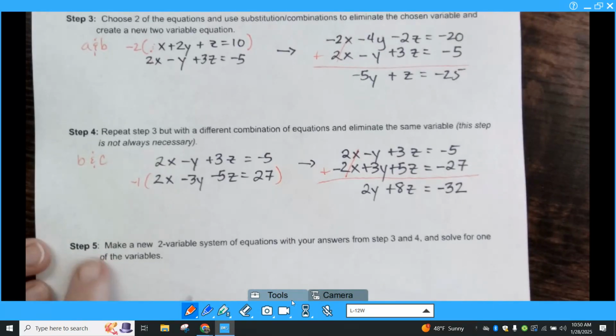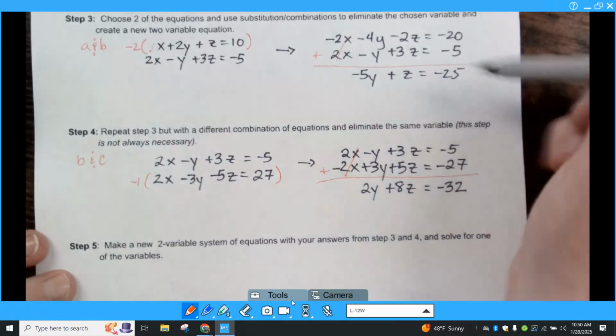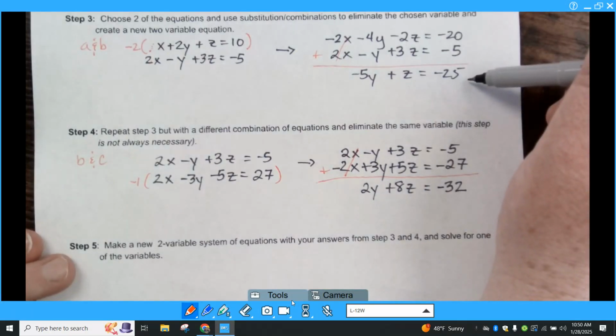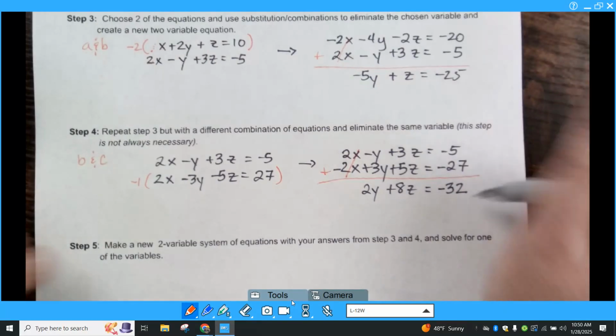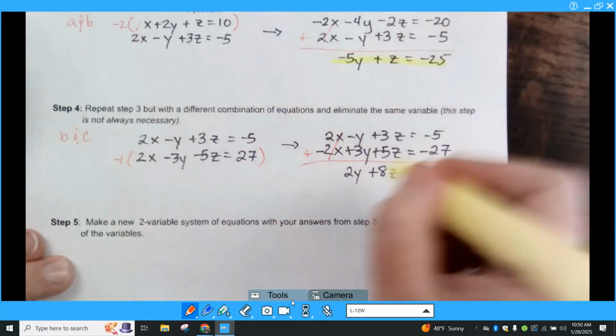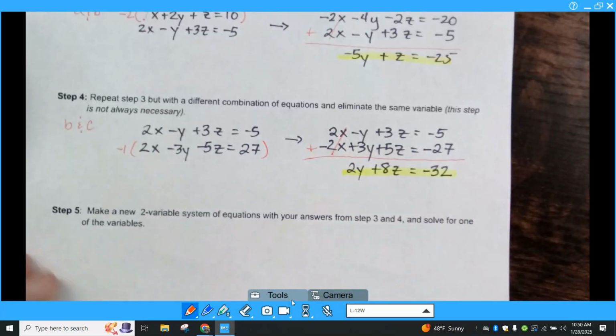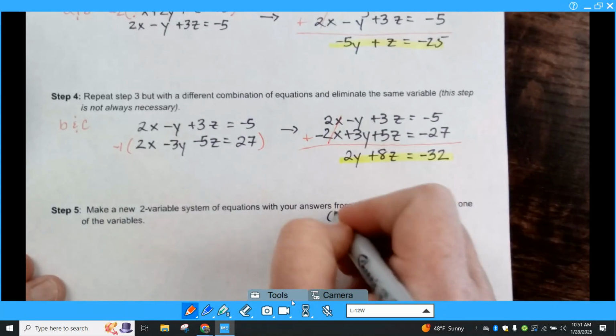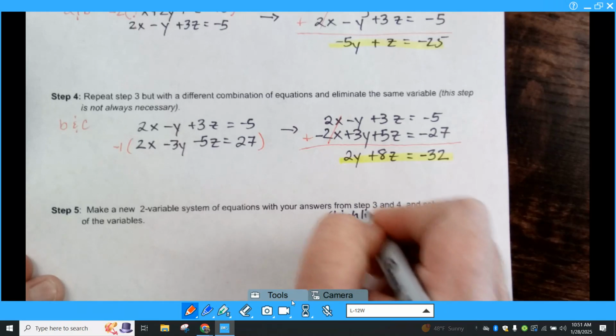So now in step 5, we're going to make a new 2-variable system of equations with your answers from step 3 and 4. So here's my answer from step 3. Here's my answer from step 4. Just so that we could do that, I'll highlight them. So this is going to be our highlighted answers.